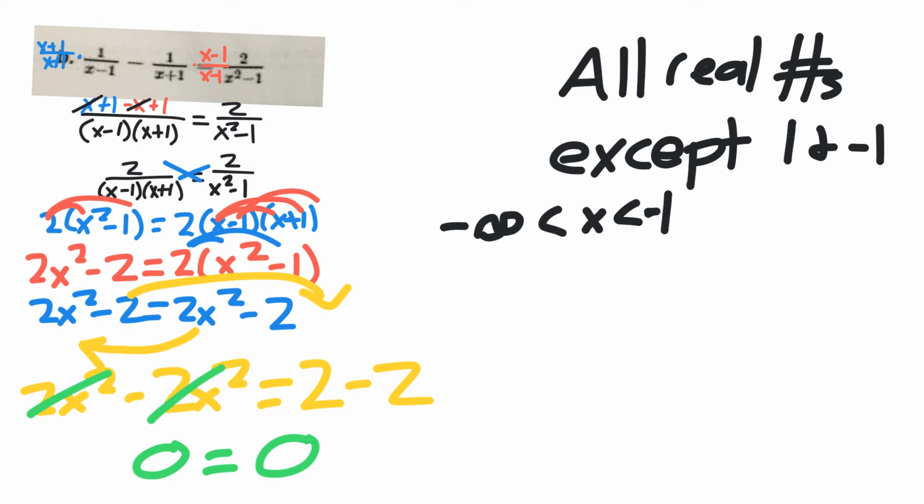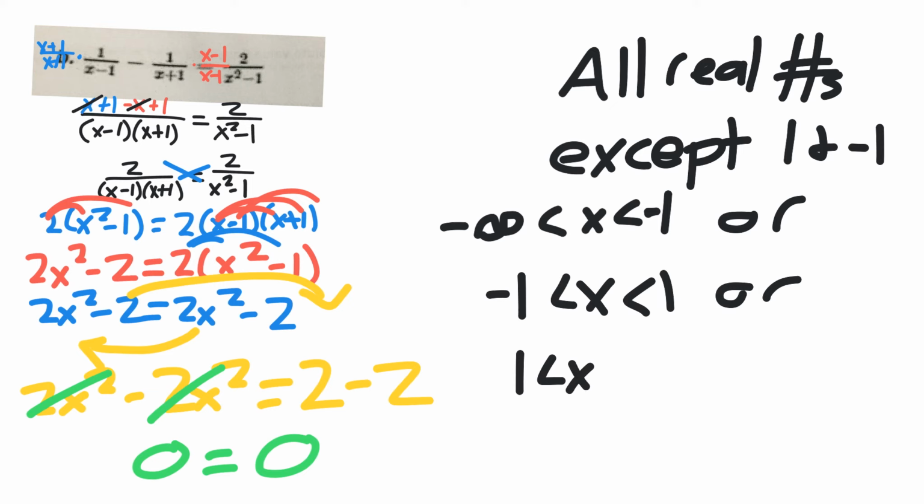Okay, what's the next section? Well, it could be anything between negative 1 and 1. So we would say, or x could be between negative 1 and 1. So negative 1 is less than x is less than 1. Or the top one, it could be greater than 1. So 1 would be less than x, which is less than infinity.